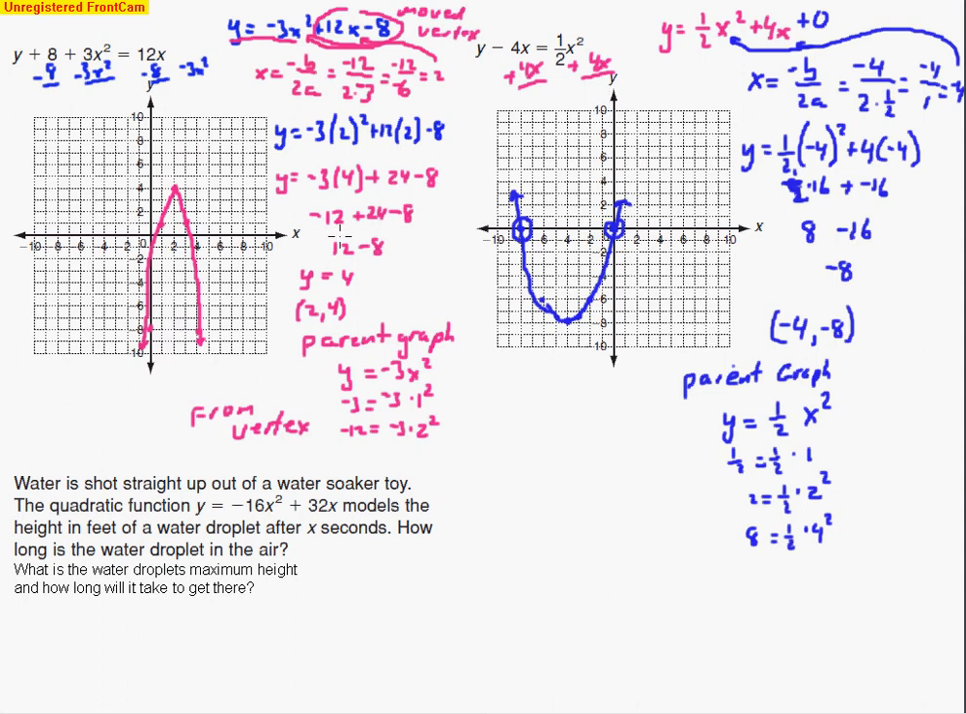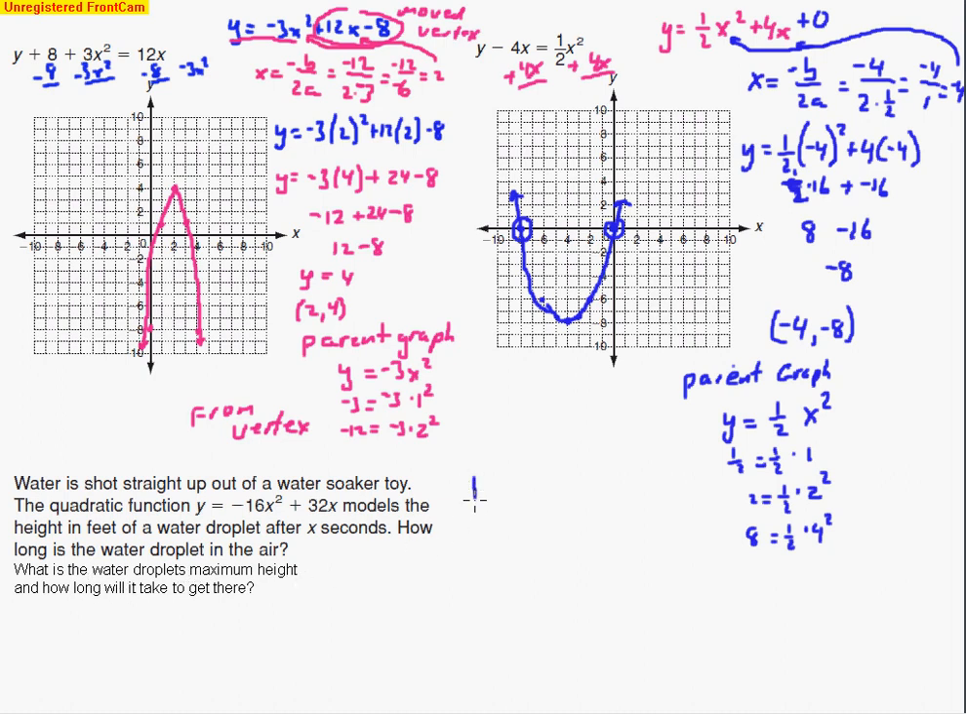Well, that's what we're looking at here, is just a situation where we're trying to find out 3 things, and you'll have 2 problems like this. So we've got this water shot straight out of a water soaker toy. The quadratic function is what's listed down below, and we're trying to find out the time it takes this water droplet to hit the ground, and then also basically how long it's in the air for. And then also we want to find out what the maximum height of this water droplet is and how long it took to get there.